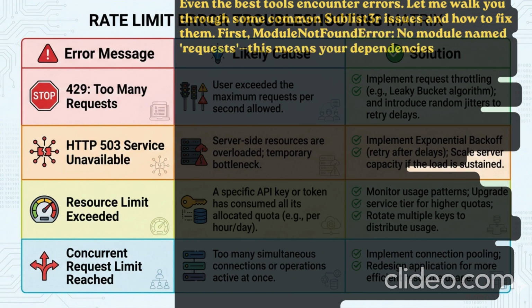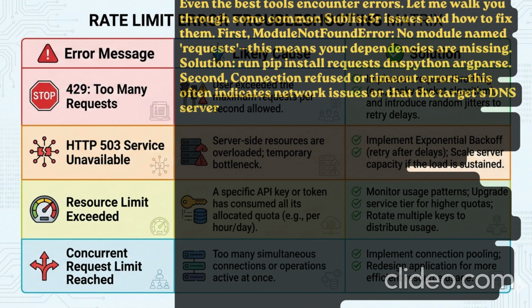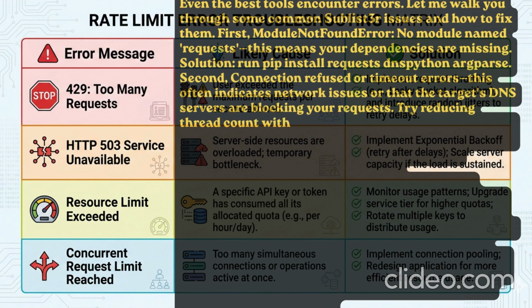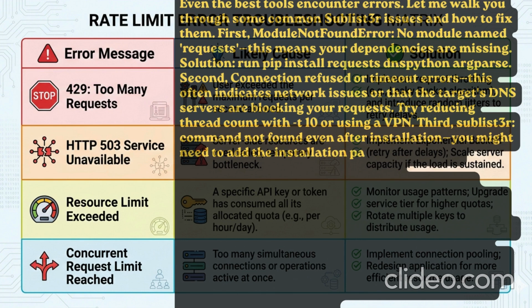Second, connection refused or timeout error. This often indicates a network issue or that the target DNS servers are blocking your requests. Try reducing the thread count with -t 10 or using a VPN. Third, sublist3r command not found. Even after installation, you might need to add the installation path to your PATH variable or simply run it as python3 /usr/bin/sublist3r.